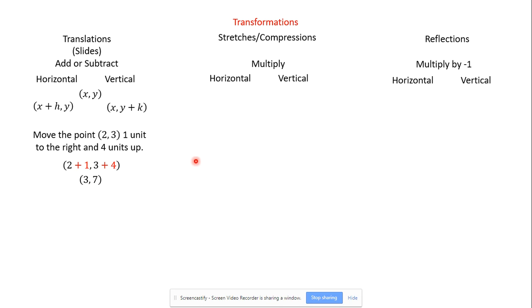For stretches and compressions, again, we're going to start out with the point (x, y), and we're going to multiply these values. Horizontal, we're going to multiply to x. The variable we use here is b, so it'll be (bx, y). Vertical, we use a: (x, ay), a times y.